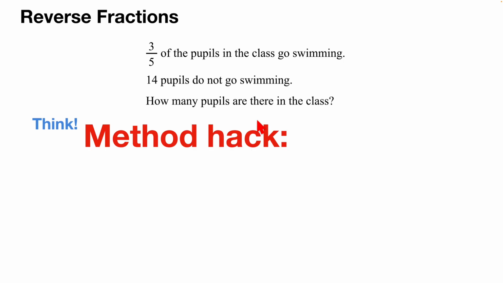Here we're going to need a method hack, and this is what I encourage all my students to do. If you're a little bit stuck, let's draw a diagram. There's a whole load of students that go swimming, and there's a load of students that do not go swimming. It becomes evident that you either go swimming or you do not go swimming. There's only 2 options. This is a little bit like a probability tree.